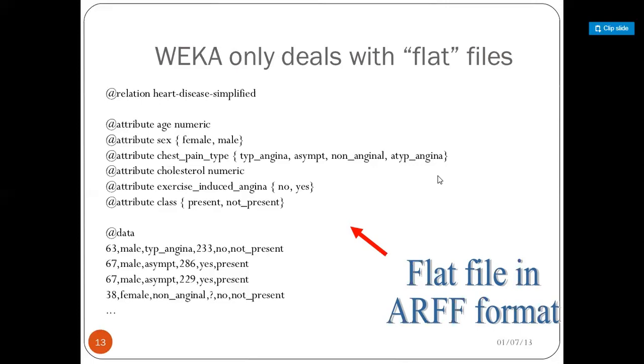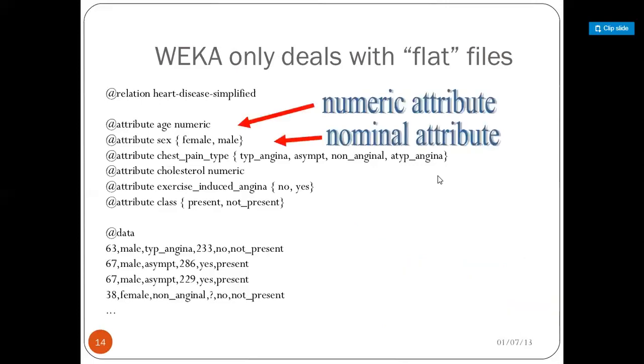After that, all values should be defined. There should be no null values, and all six attributes should be properly mentioned while filling up the data. So it needs a flat file format. Here we can see that the attribute age is numeric and sex is a nominal attribute.